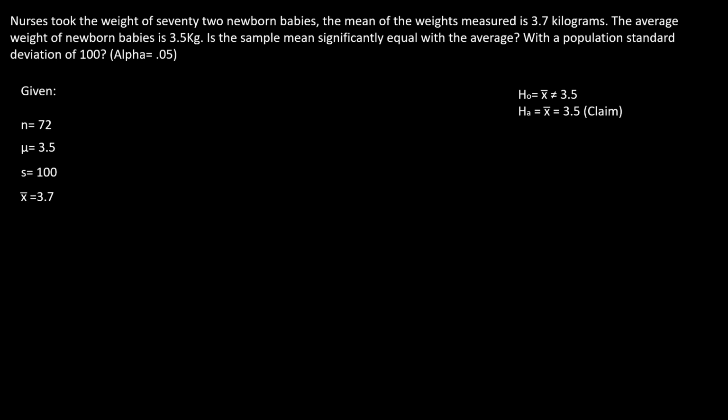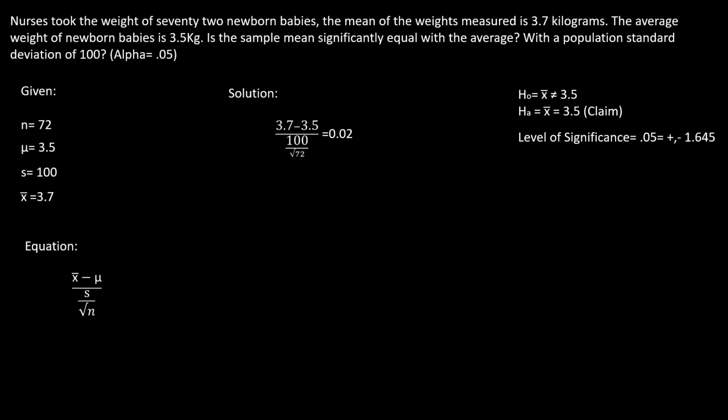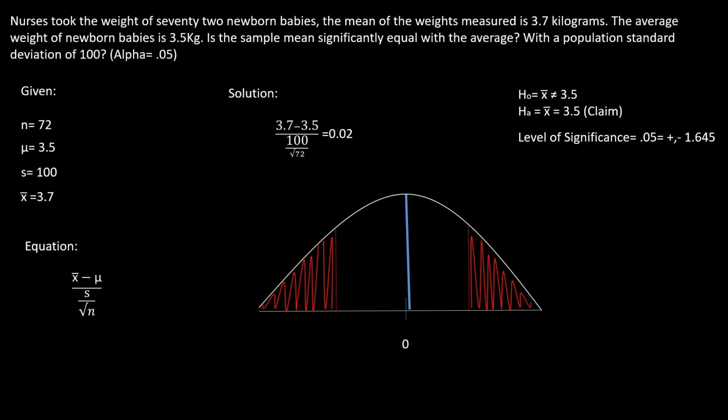It's a two-tailed test because of the significance of the equality of the average and the sample mean. Using the same equation, the level of significance is split using the positive and negative sides of the curve. By substituting, we have come up with an answer of 0.02, and in the graph we can see that the plotted t-score is not in the rejection region. Therefore, we accept the claim and reject the null.